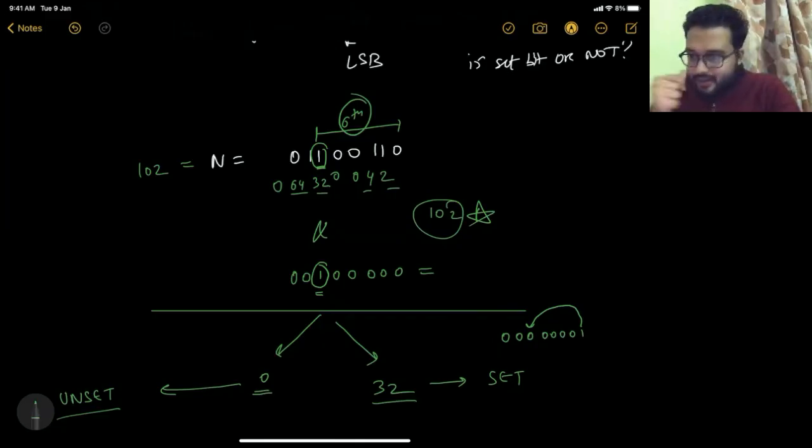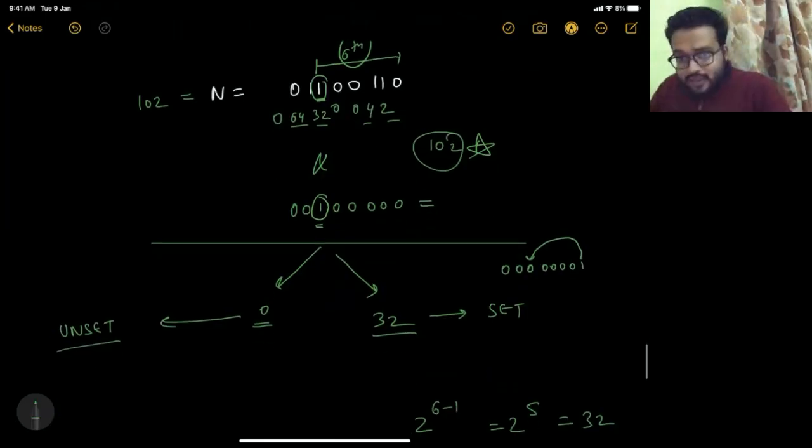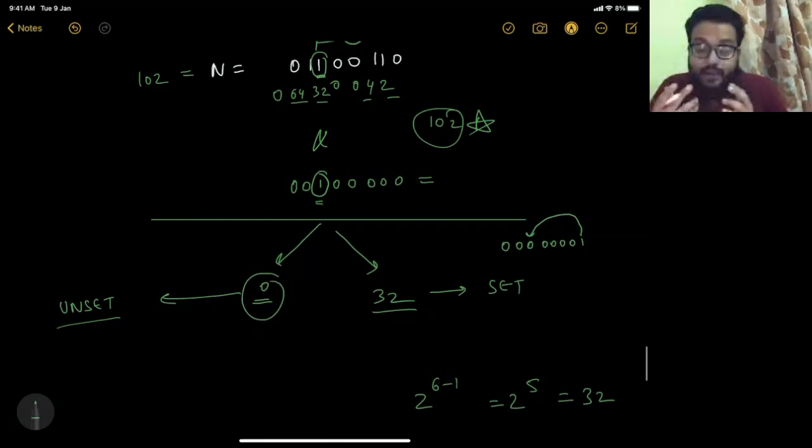If I AND the two numbers, I will get either a 0 because your original number did not have a 1 at that particular bit, or I will get the second number itself because your original number had a set bit at that particular bit. So these are the two options that you have. If you get a 0, it essentially means your original number had an unset bit at that position. Or if you get the number itself, you understand that it was a set bit. Is this clear? Yeah, this part is clear, that left shift part. Right.